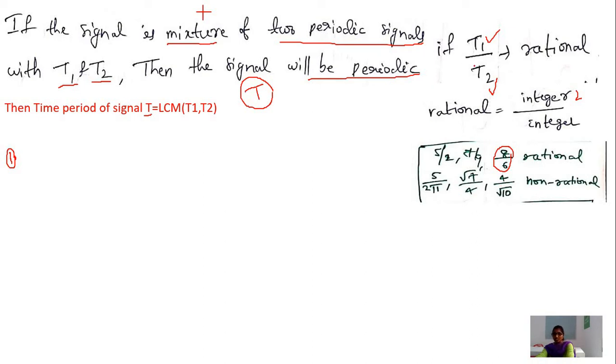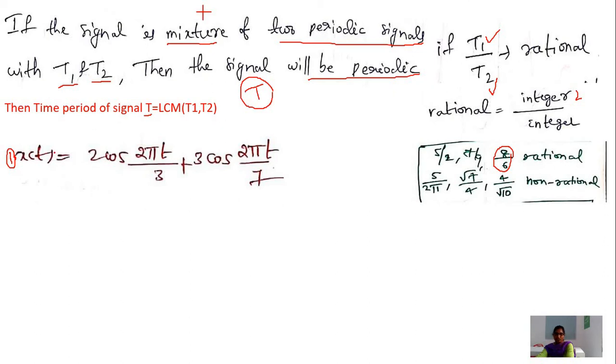The condition is T1 by T2 should be a rational number. That means T1 must be an integer and T2 must be an integer. Then the signal is a periodic signal and we can find the time period like this: T is equal to LCM of T1, T2. Let us check with one problem.